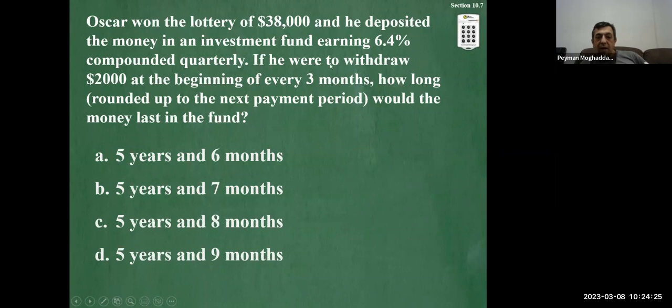And then is it simple, or is it general annuity? 6.4% compounded quarterly, every 3 months, right? Compounded quarterly, the compounding period is every 3 months, and he withdraws every 3 months, so it's going to be simple. So it's a simple annuity due with present value. Okay, so now we want to find n, the number of payments, and then also how long it takes. How long it takes means when you find the number of payments divided by the number of payments per year, it's going to be how long it takes in years.